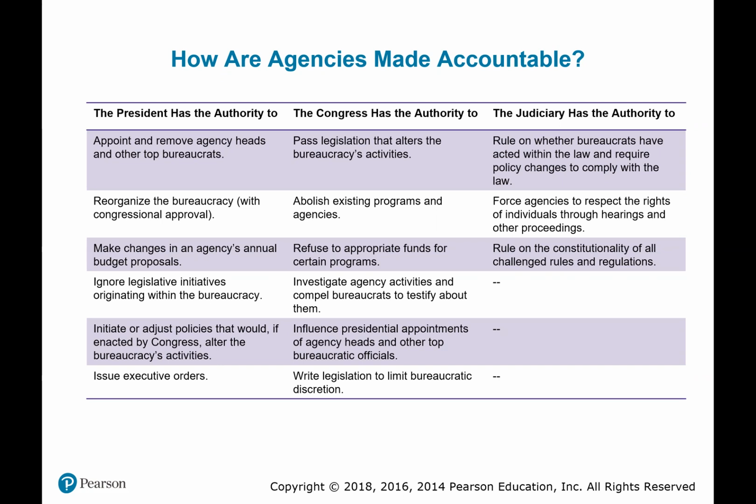Bureaucratic discretion: Congress can't control everything, nor can the president. So there is a level of discretion to the bureaucrat who's been tasked with implementing a policy. The judiciary has the authority to rule on whether bureaucrats have acted within the law and require policy changes to comply with the law. They can force agencies to respect the rights of individuals through hearings and other proceedings. In other words, make sure due process is being followed, and rule on the constitutionality of all challenged rules and regulations.